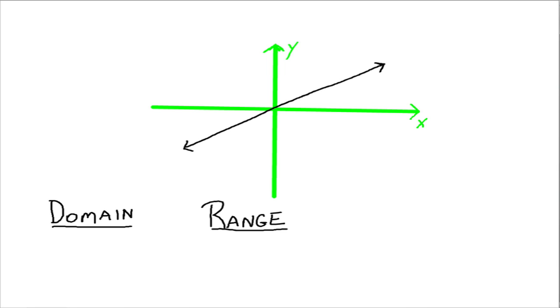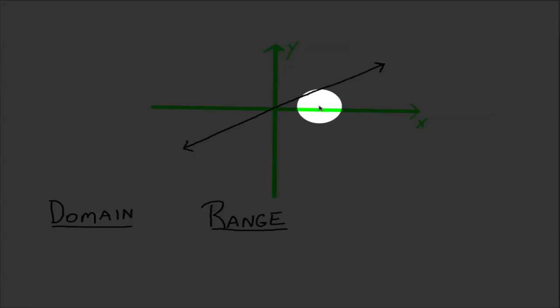Alright, a line. Now remember, the definition of a function was if we take one x value, it gets paired up with exactly one y value. Alright, so let's do it. If we take this x value right here, it gets paired up with this one y value right here to give you a point that lies on your graph.